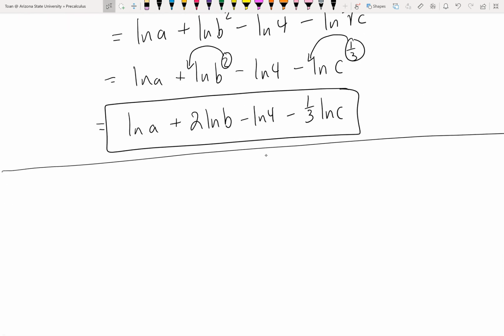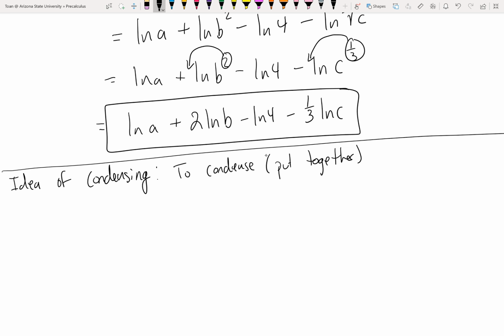So I guess if you twisted my arm and you wanted, hey, Mr. Vo, write out some steps, I need steps here. So I guess this is sort of the idea of condensing, even though I don't think I need to write this because it literally is expanding in reverse. The idea is this: to condense, or put together, that's what the word condense means, to put together many log expressions into one.